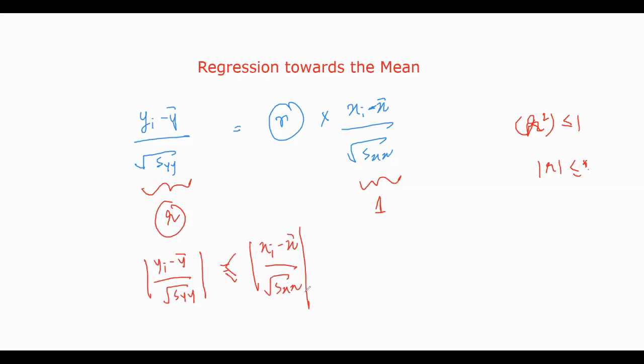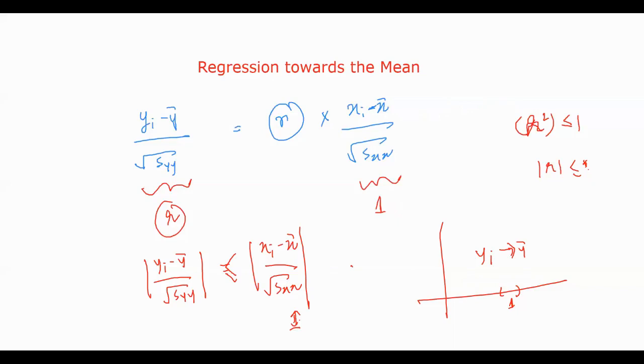That means even if this is 1, it is less than that. So if x changes by 1 standard deviation from the mean, then y changes less than or equal to 1 standard deviation from its mean. That means y is regressing towards the mean, because of this r. This is the idea of regression towards the mean. Y is regressing towards the mean due to this. This is the basic idea, guys.